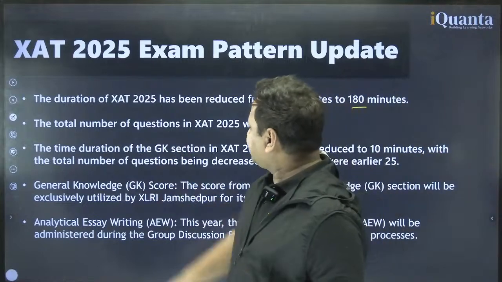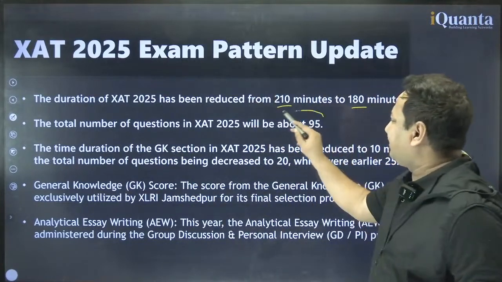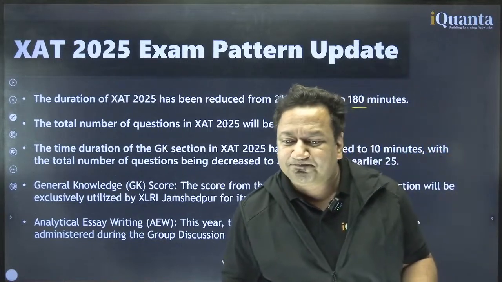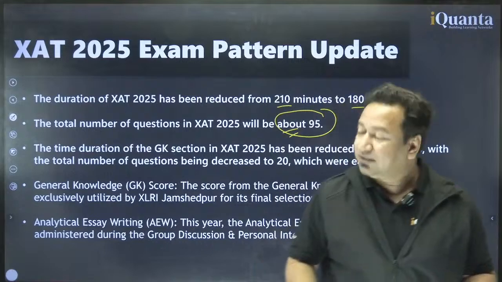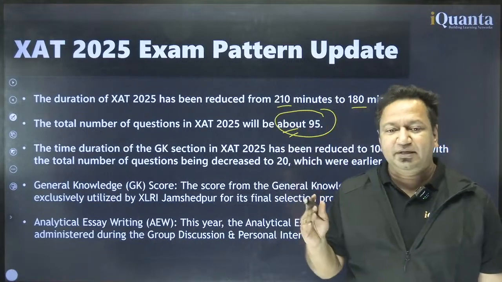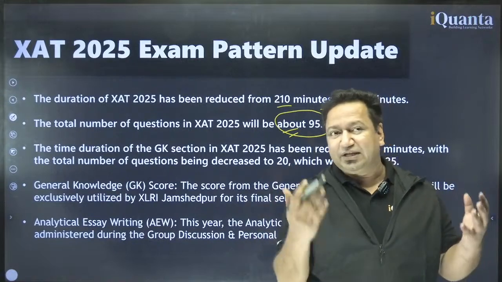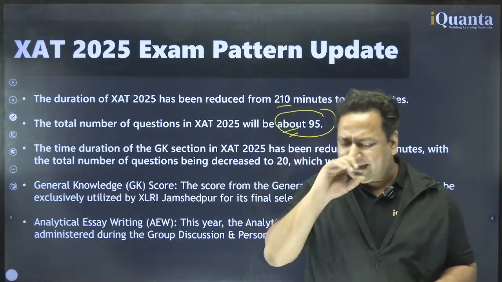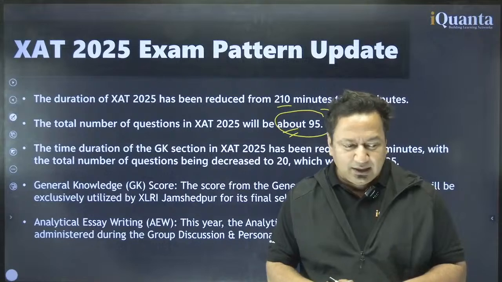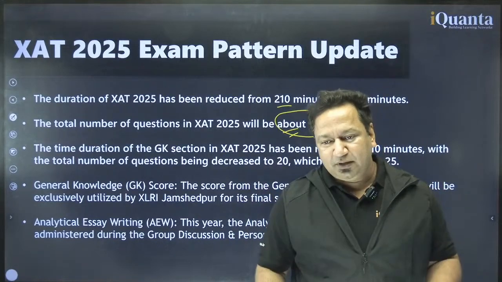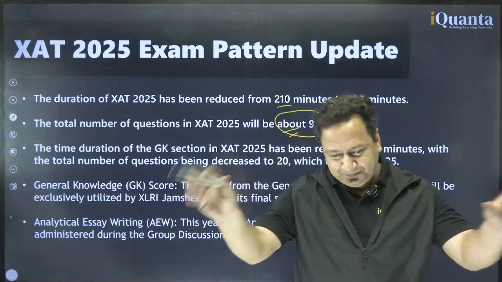Total number of questions in XAT will be about 95. When I say about 95, no one is sure, because even XLRI wants to surprise you with the number of questions. You won't be ready for that. It will be about 95, and I'll give you the exact sectional weightage also. It will be plus or minus 1. That is what they have informed on their website.